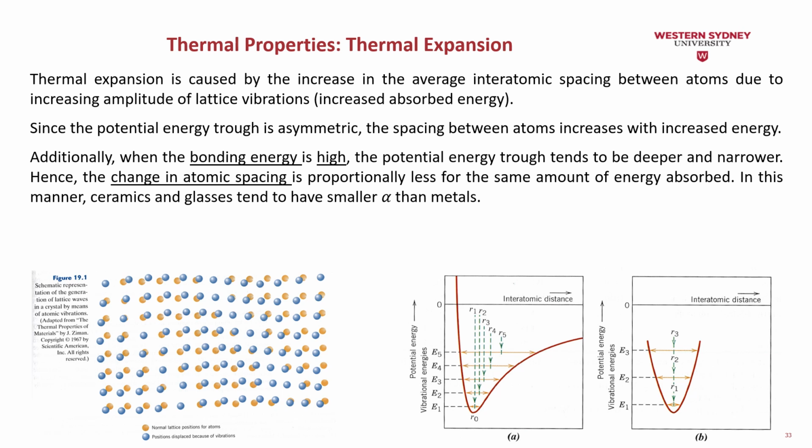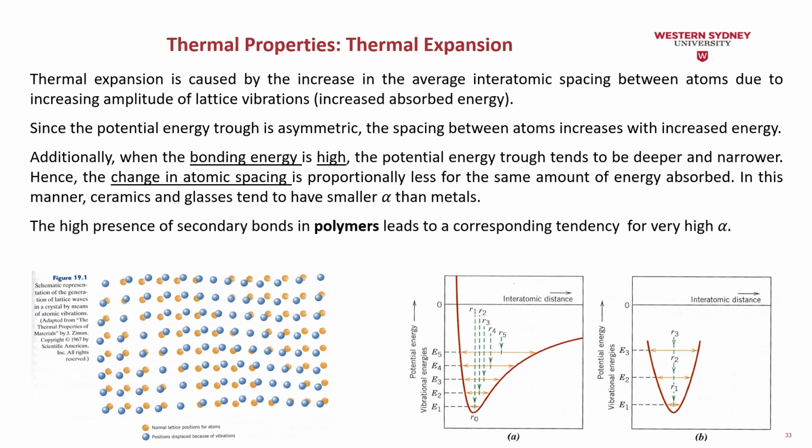Additionally, when the bonding energy is high, the potential energy trough tends to be deeper and narrower. Hence, the change in the atomic spacing is proportionally less for the same amount of energy absorbed. In this manner, the ceramics and the glasses tend to have a smaller alpha than the metals. The high presence of secondary bonds in the polymers will lead to the corresponding tendency for a very high alpha value.